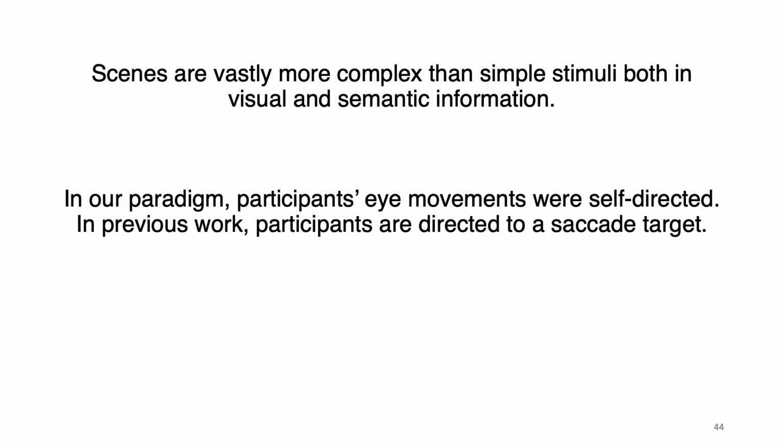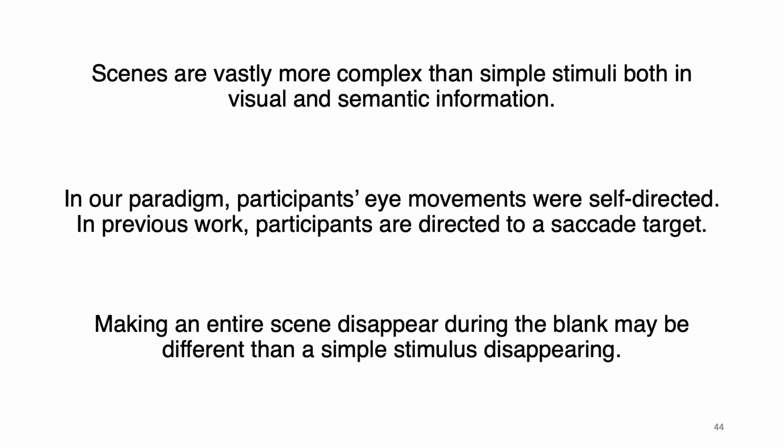There's evidence that directing participants to an explicit saccade target may change their sensitivity to changes in the scene. Maybe if we had cued participants to move to a particular object in each scene, we would have seen something more like what we see in simple stimuli. Finally, making an entire scene disappear during the blank period is quite different than having a small square go missing. Perhaps there's something about the re-onset of the scene that overwrites whatever sensory representation is being maintained about its previous position.